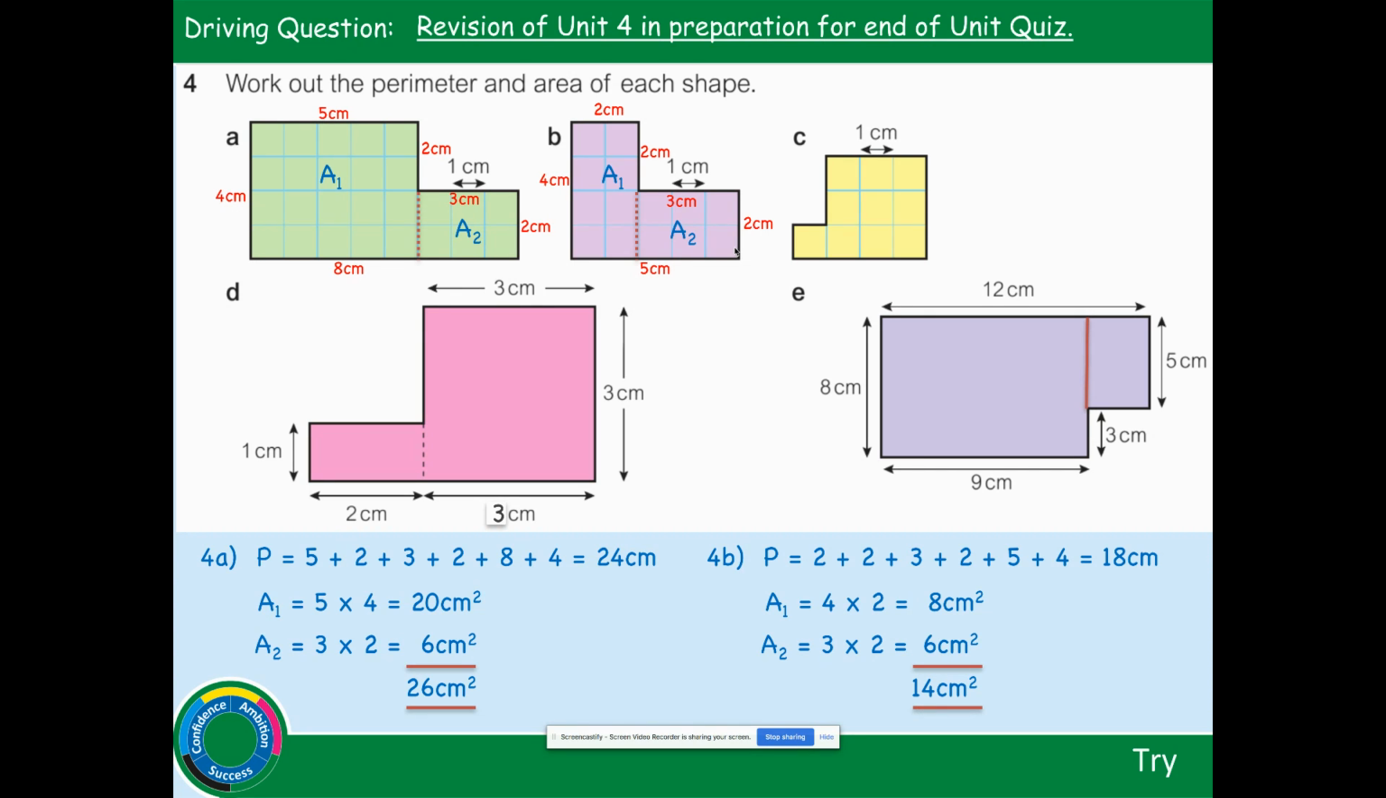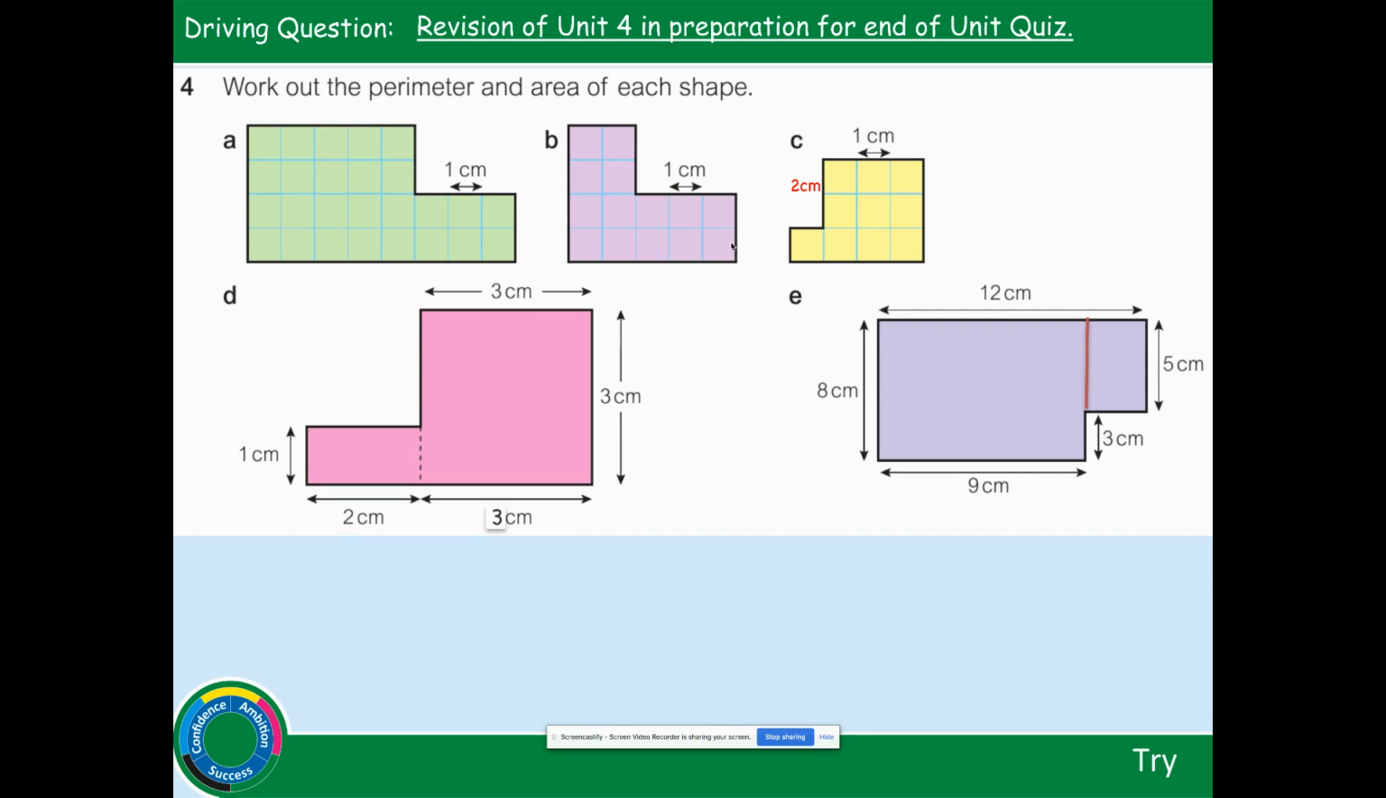Okay, let's try C. So 2 centimetres, 3 centimetres, 3, 1, 2, 3, 4, 1 and 1. Okay, so perimeter, I'm going to add all these together. How many sides have I got? 1, 2, 3, 4, 5, 6 sides. Just check. 1, 2, 3, 4, 5, 6 distances. Yep. Here's 14 centimetres.